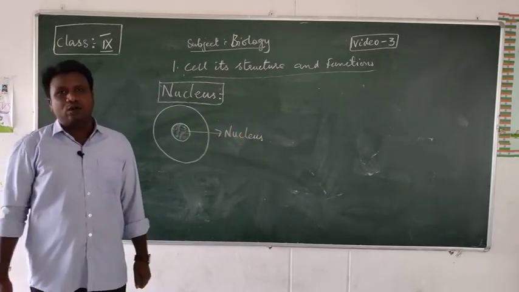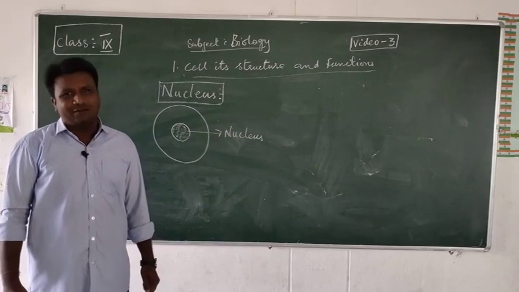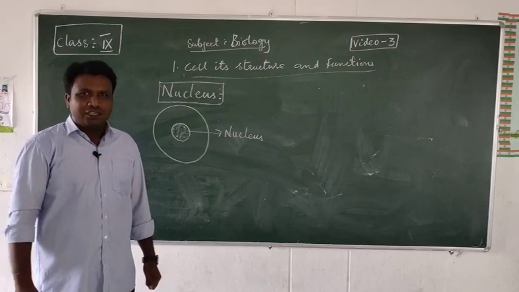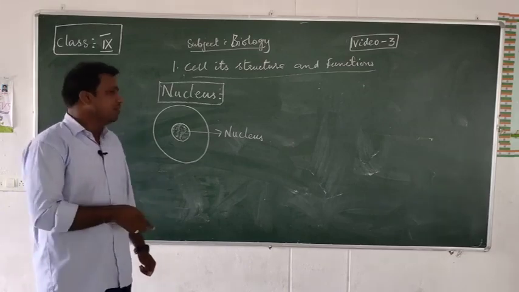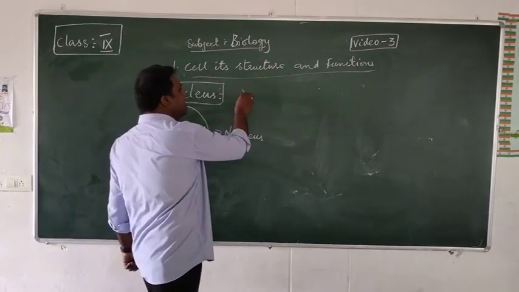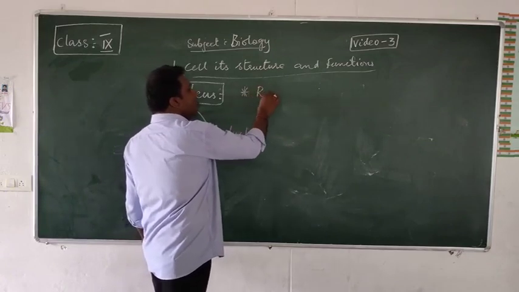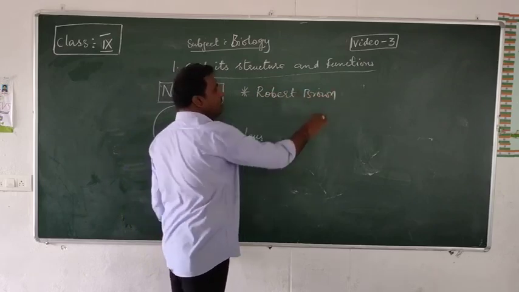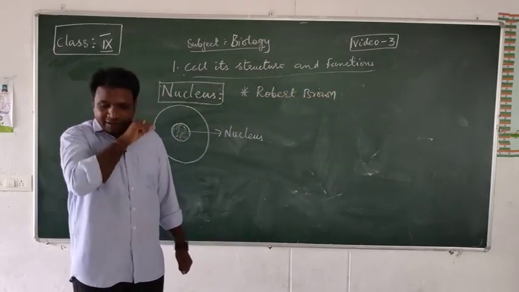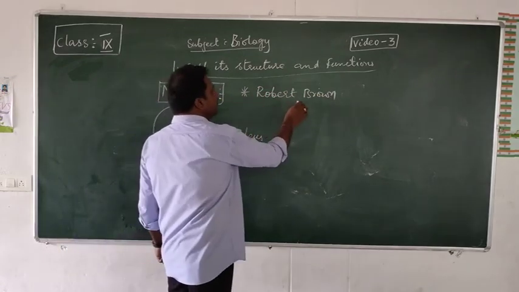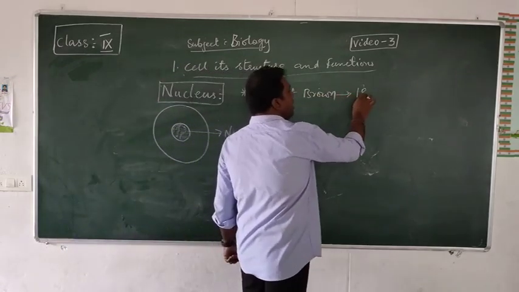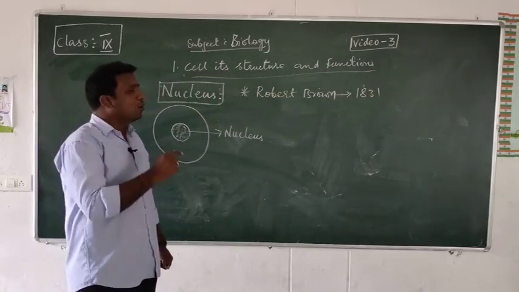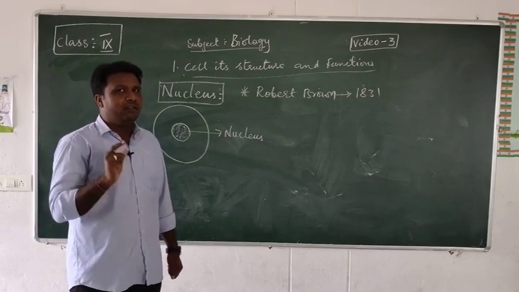Then you may get a doubt: who discovered the nucleus for the first time? Can anybody answer that question? Shall I tell you? Okay, I'll tell you. The one who discovered the nucleus for the first time is Robert Brown, in the year 1831. Robert Brown in 1831 discovered the nucleus.